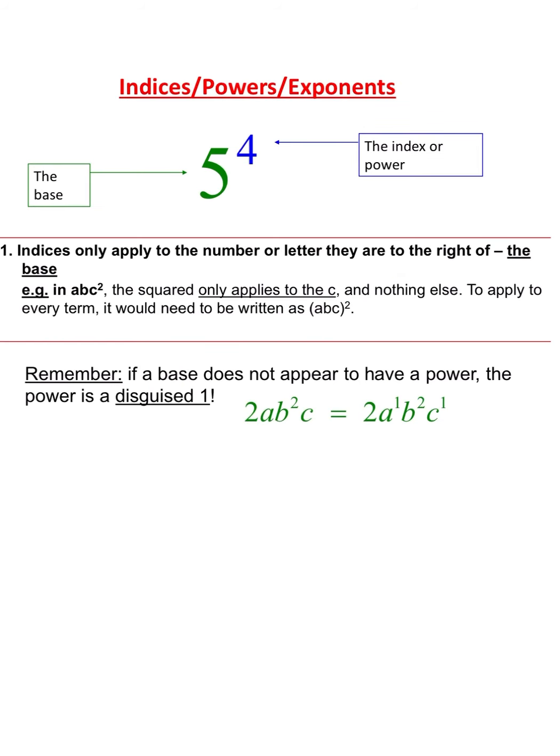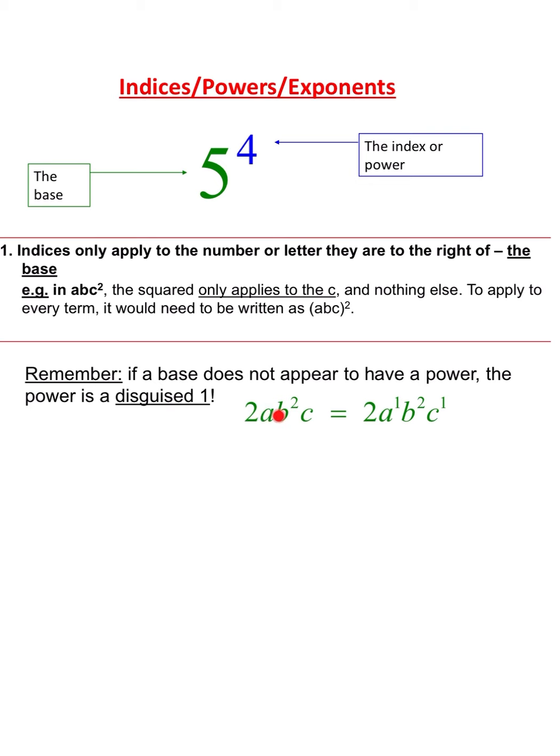Okay, so there's some important things that you need to know. So your power here is known as the index, and the number then is known as the base. So a base is raised to a power. And now indices only apply to the number or letter that they are to the right of. So unlike ABC squared, the squared only applies to the C. If you wanted to apply it to every term, you'd have to write it as ABC all squared in brackets.